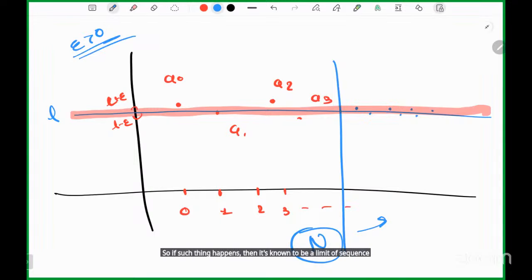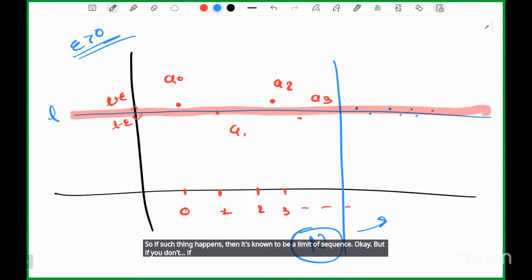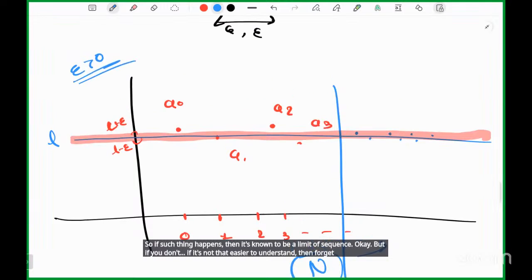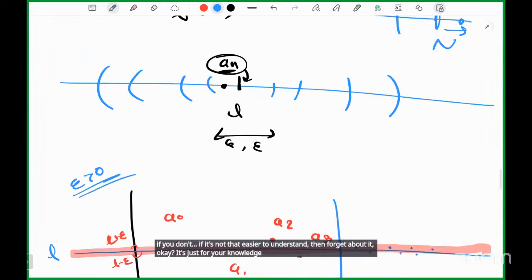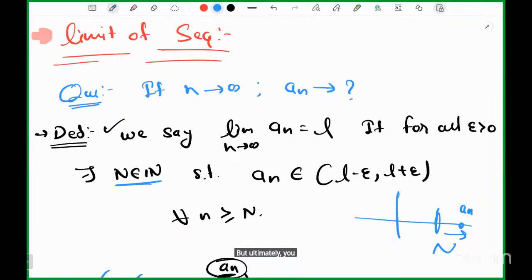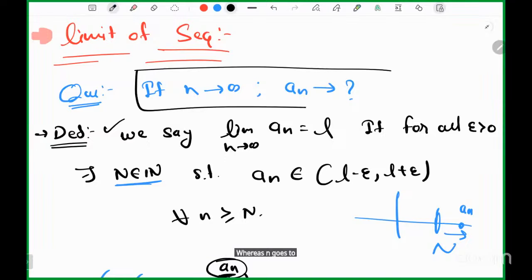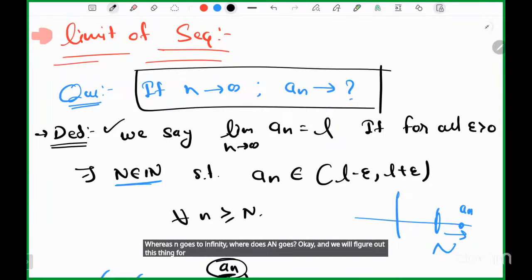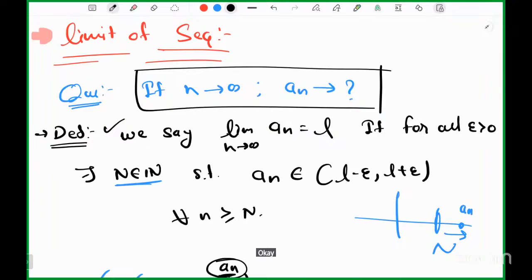But if it's not easy to understand, then forget about it. It's just for your knowledge of what the original definition of the limit of a sequence is. Ultimately, you just have to make a guess: as n goes to infinity, where does a_n go? We will figure this out for very simple types of sequences, and then we have some rules by which, combining them, you can talk about the limit of a sequence in general. So for you guys, just try to understand very simple sequences.